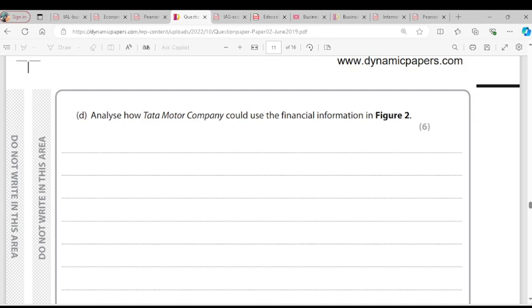That's the first point. Second, Tata Motor Company can use the figures to compare its revenue with that of its competitors, which might allow it to make decisions about price to increase revenue in the future. With the information available, it can compare with competitors, like Kia, or whatever competitors it has in the market. Tata might use it to know if it has to charge higher prices or lower prices to increase its sales. That is question 3D.